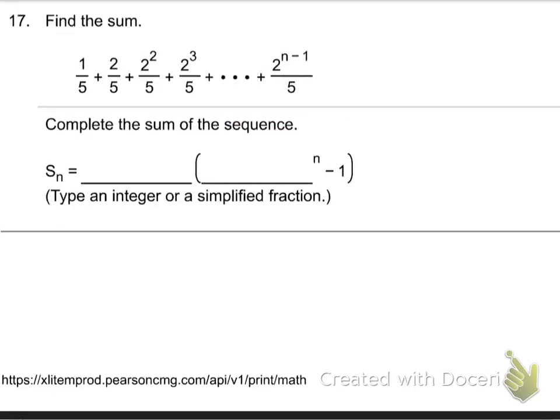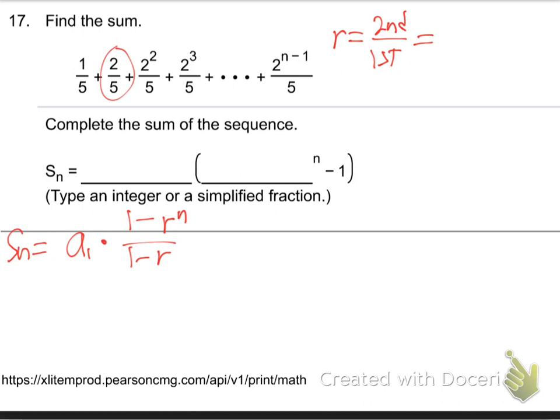So the S sub n formula down here is A1 times 1 minus R to the n over 1 minus R. The R is the second term over the first term. It's a common ratio. It's what you're multiplying by every time. It's going to come out 2. But if you're not sure, you can just take second term over first term.